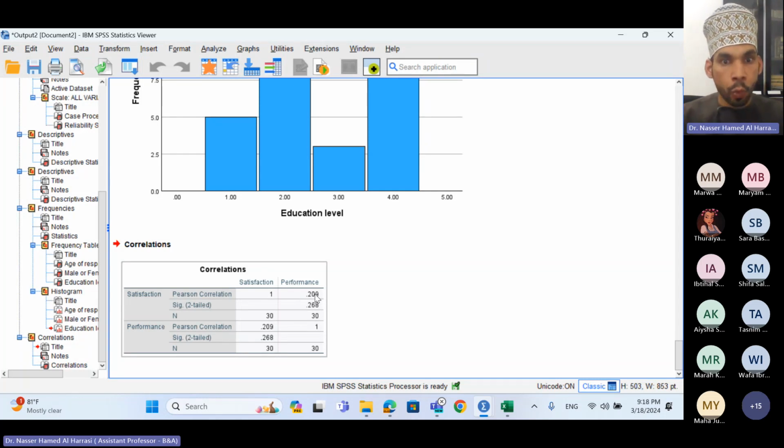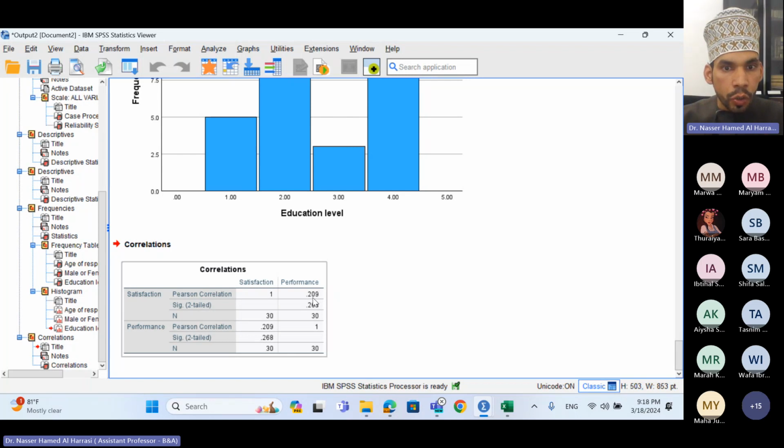-1 and 1. In the middle, we have 0. Now, if the number is between 0 and 1, that means we have a positive relationship. If the value is between 0 and -1, that means a negative relationship.